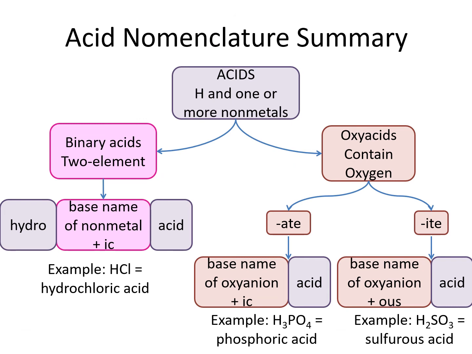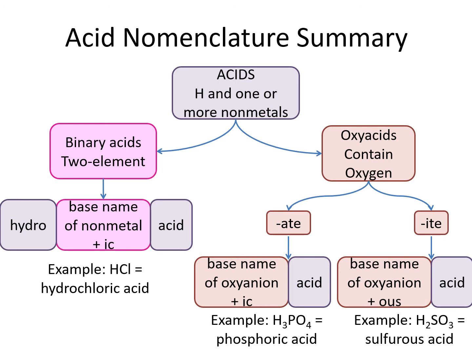Here's a summary of how we name acids. They can be either simple binary acids or oxyacids. For the simple binary acids, we use hydro-something-ic acid for the name. For example, HCl is hydrochloric acid.